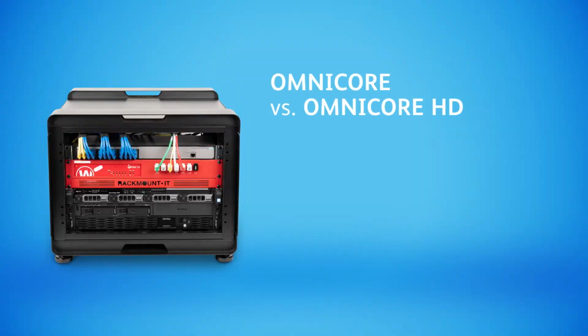The OmniCore and the OmniCore HD have a couple of subtle differences, but also some large differences. One of the largest differences is, of course, going to be a larger server size. You're going to have more than enough storage space for your practice.